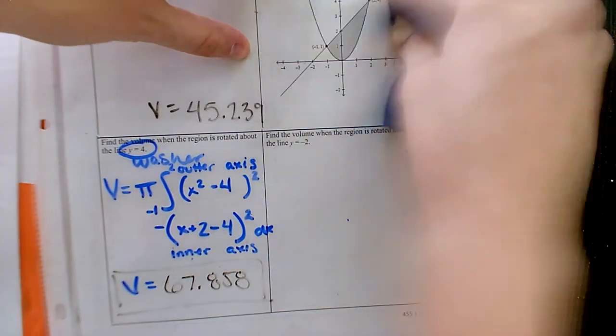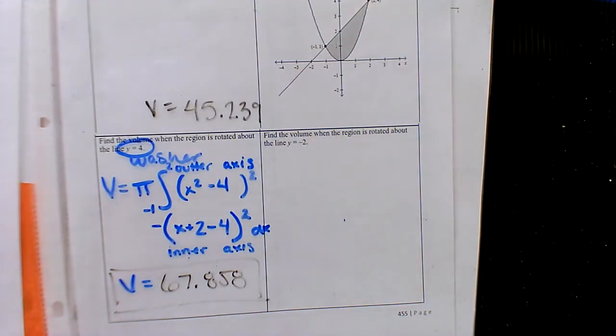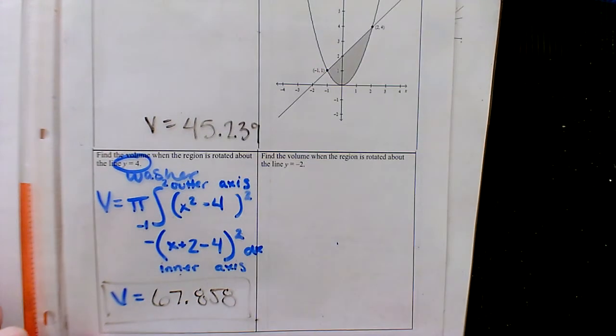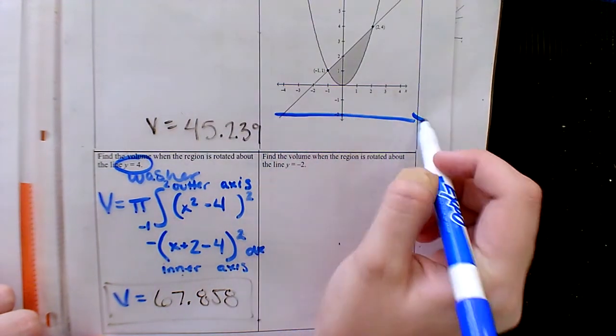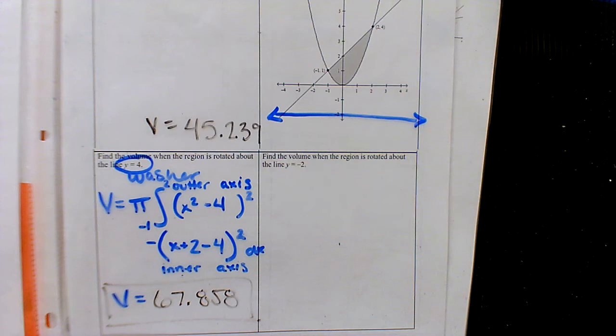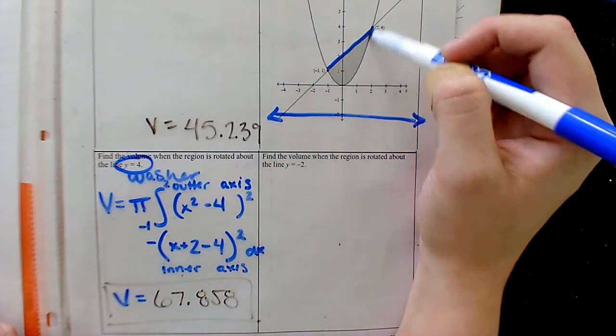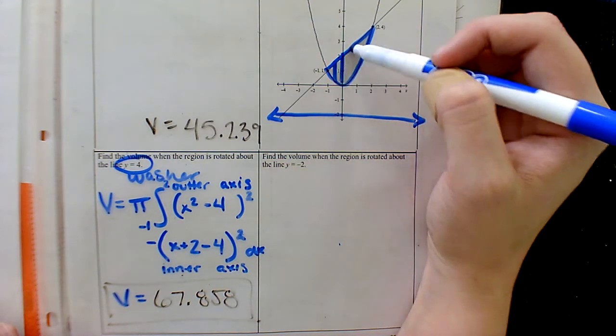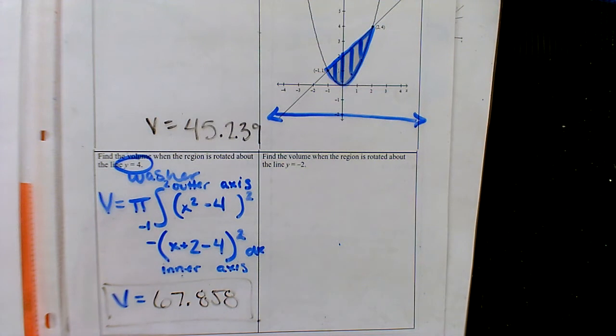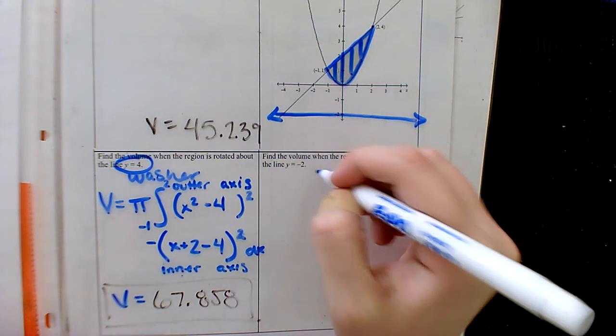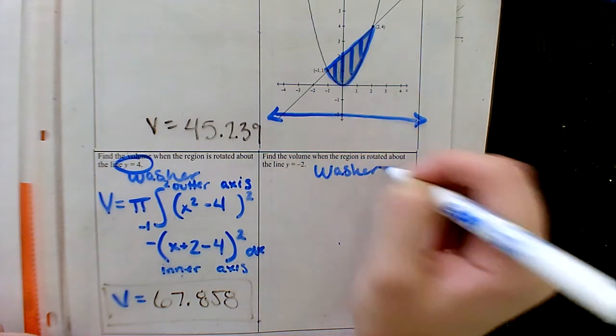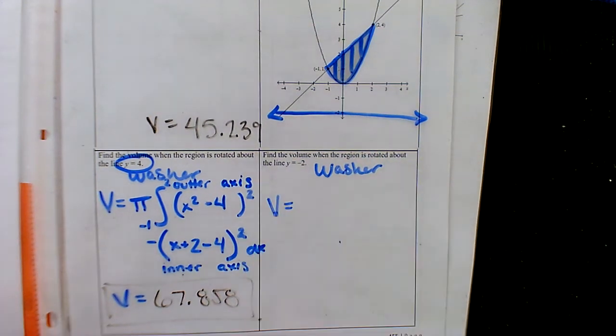So we'll erase what's going on here. We're going to revolve around y equals -2. Let's draw in some rectangles. Do those rectangles touch our axis of rotation? No, so we got another washer. That means we need to take into consideration that outer function and inner function, because that white space is going to be empty when we revolve it.